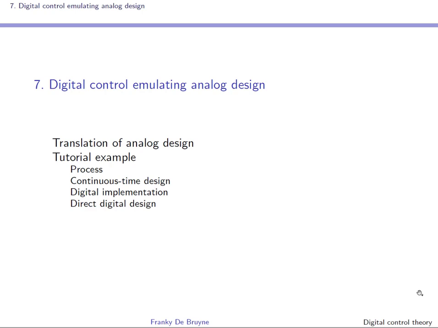Before starting section 7, digital control emulating analog design, let us review the sample data system. So we have here our process, which is continuous time. We have the analog to digital conversion. Here we have the digital to analog conversion with the zero order hold mechanism.